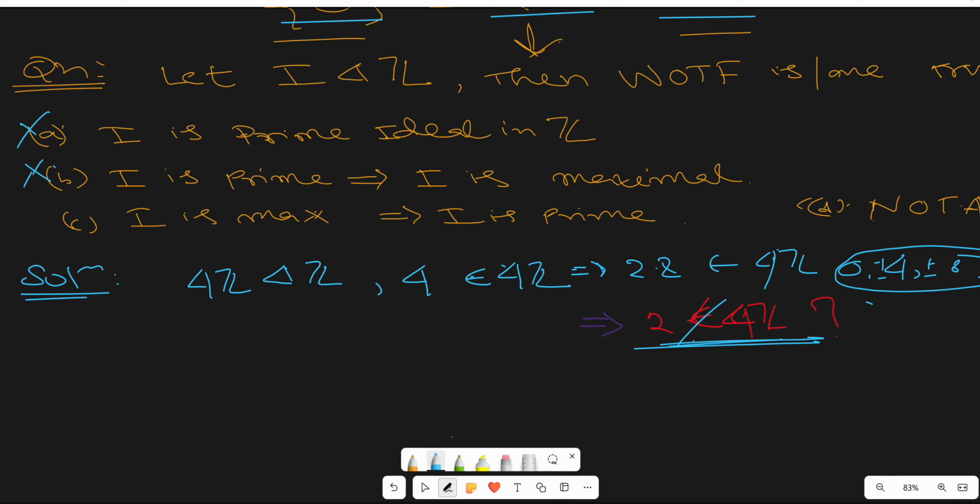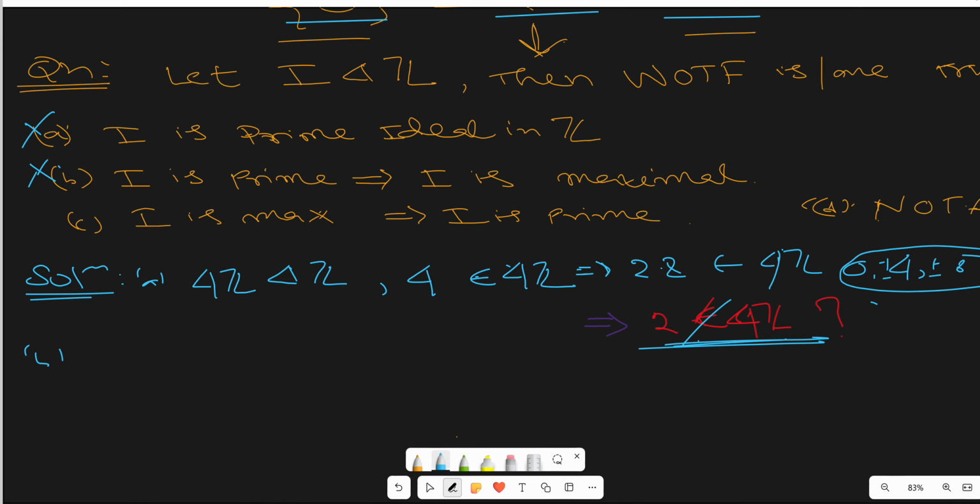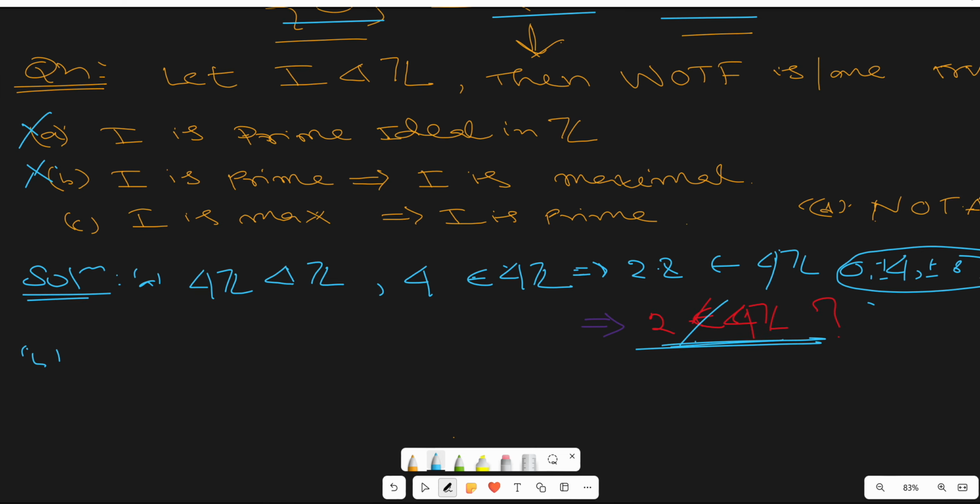If 0 is a prime ideal in Z, this is for a, this is for b, right? 0 is prime. This board is really not working. I don't know what is happening. I think you should have got the point. You get the point, right?